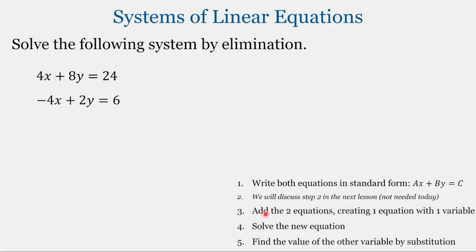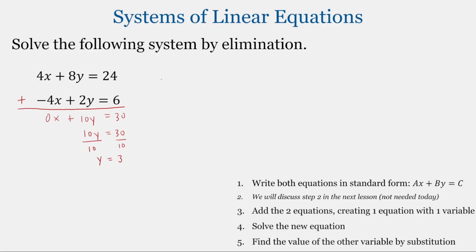Skip step 2. Now we're going to add those two equations to create one equation with one variable. You can go ahead and add both of these equations. 4x plus negative 4x is 0x, plus 10y equals 30. So we have 10y = 30. Dividing both sides by 10, we end up with y = 3.